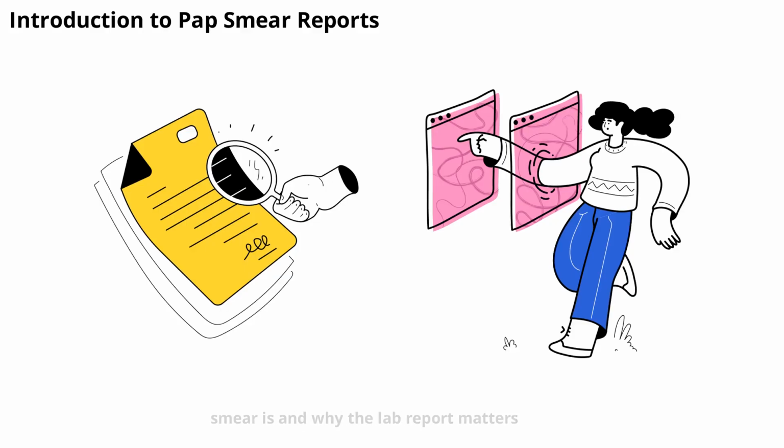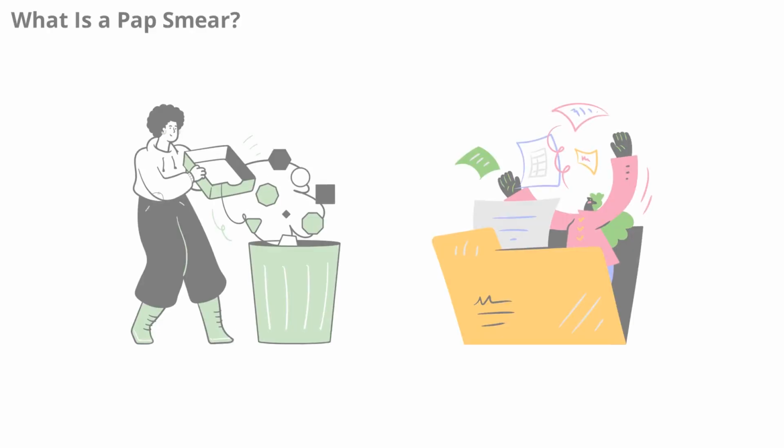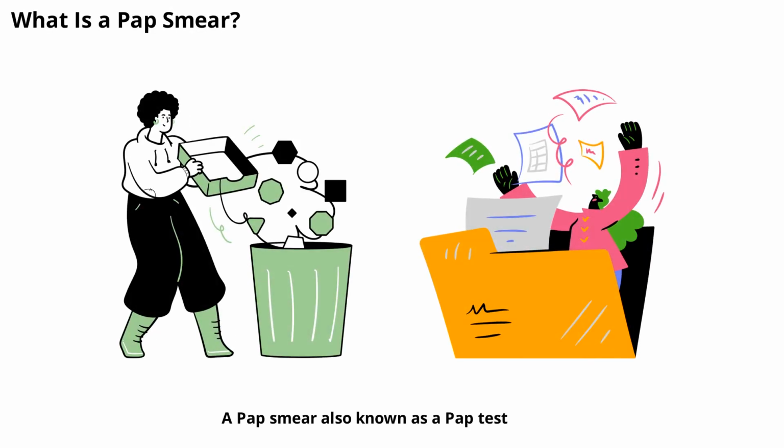Let's start by understanding what a pap smear is and why the lab report matters. A pap smear, also known as a pap test, is a simple procedure where cells from the cervix are gently collected and examined under a microscope. The main goal is to look for abnormal changes that could indicate precancerous or cancerous conditions. It's a routine part of women's healthcare and is usually recommended every few years, depending on your age and health history. The results are summarized in a lab report, which your healthcare provider uses to guide next steps.